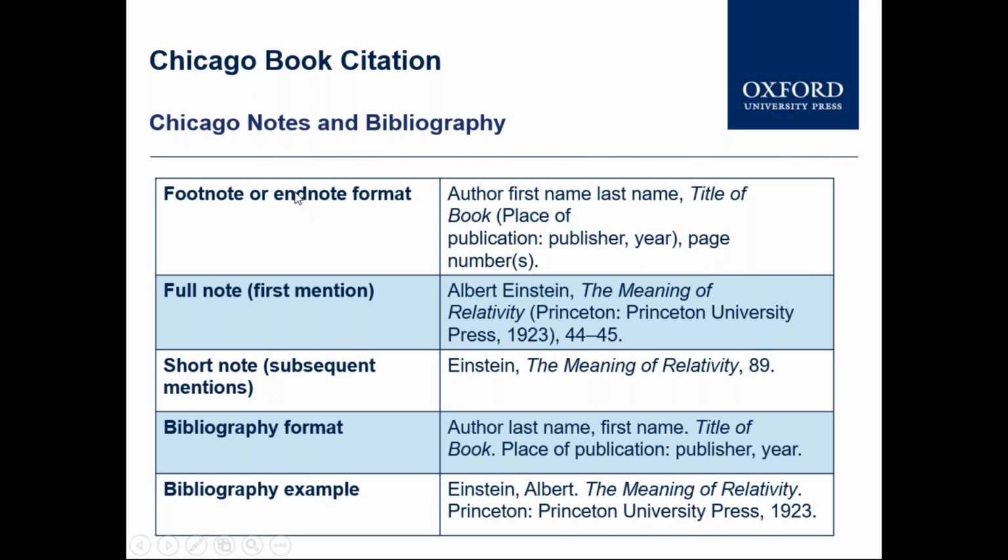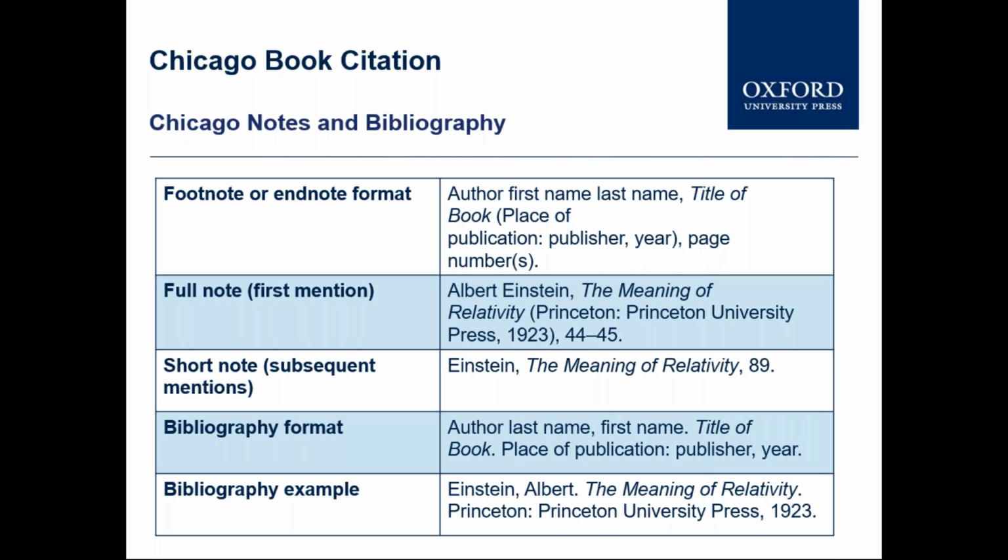Let's talk about this. In a footnote or an endnote format, you will put the author's first name, last name, name of the book, place of publication, publisher, year, page numbers. So Albert Einstein, taken from the book The Meaning of Relativity. Place of publication was Princeton. This is the name of the publisher, Princeton University Press. In which year? 1923. Page numbers 44, 45. This is where I have taken this information from, so I am mentioning this in my footnote. And this is the first time I am mentioning this.